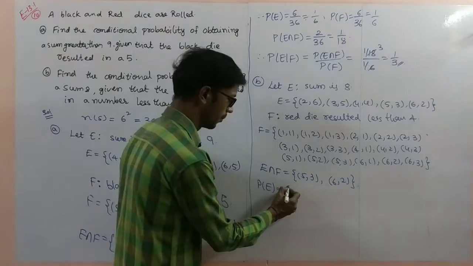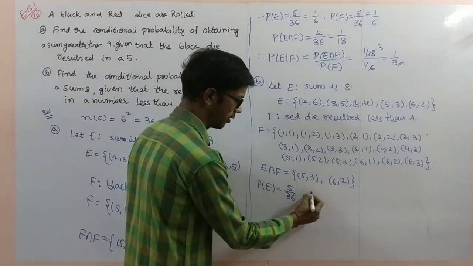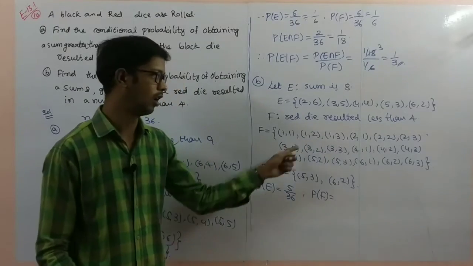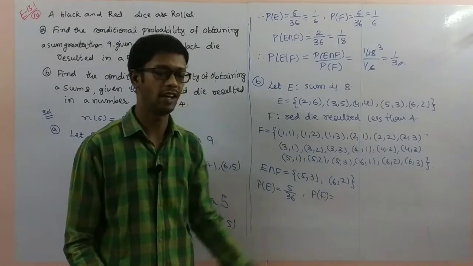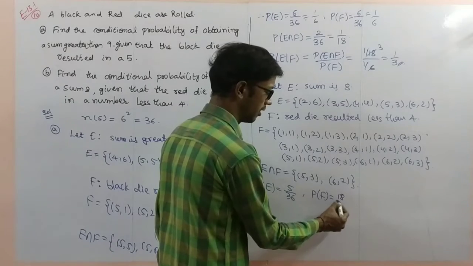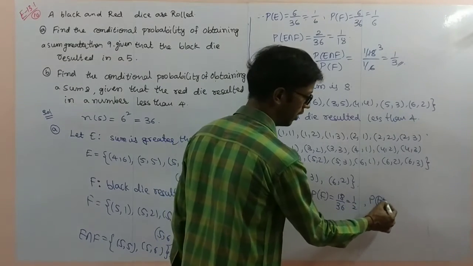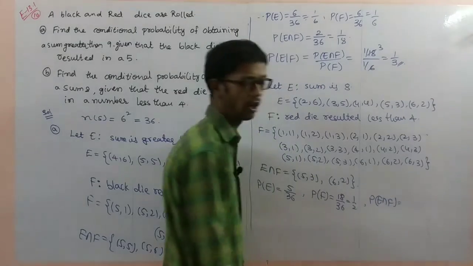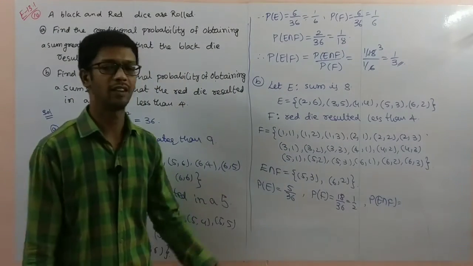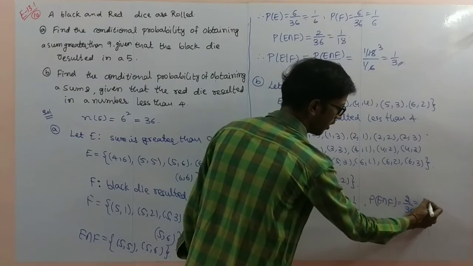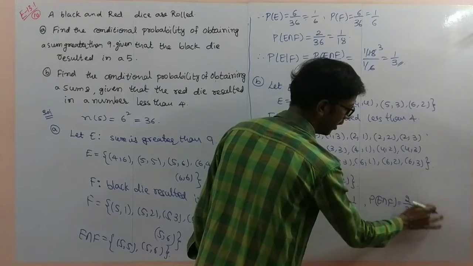So now probability of E is equal to 5 by 36. Probability of F is equal to, these are 18 you will get in total. First line 6 is there, 6 threes are 18. 18 by 36, that is 1 by 2. Next, probability of E intersection F is equal to 2 by 36, that is 1 by 18.